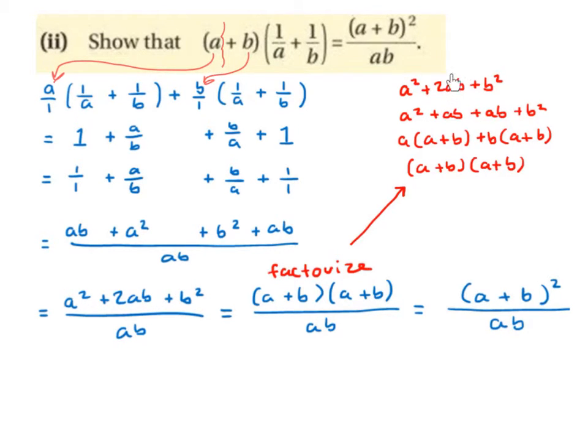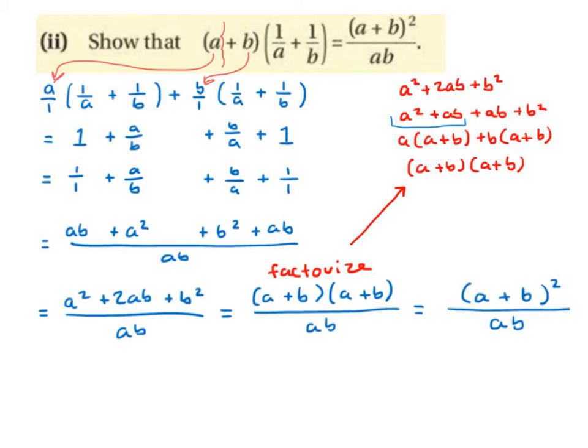So A squared plus 2AB plus B squared, we're going to break it down to be A squared plus AB plus AB plus B squared. So technically this is plus 1AB and plus 1AB. We're going to start by factorizing the first two terms. So A is our highest common factor. A into A squared leaves us with A, A into AB leaves us with B.